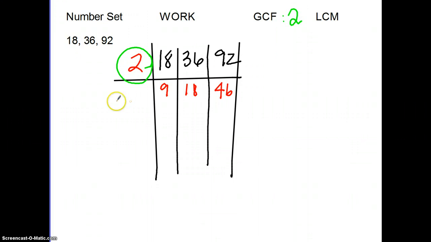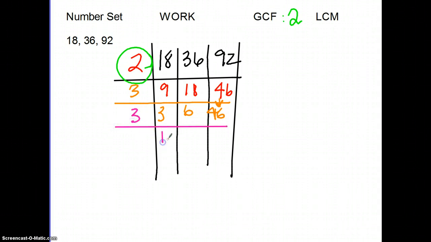But I need to keep going for my LCM, and as long as a prime factor can go into two numbers, then I can keep going. So I'm going to pick 3, because 3 goes into 9 3 times, and 3 goes into 18 6 times, and bring down my 46. And I can keep going because 3 can go in again, and that becomes 1, that becomes 2, and this becomes a 46. Okay, this is the tricky part.